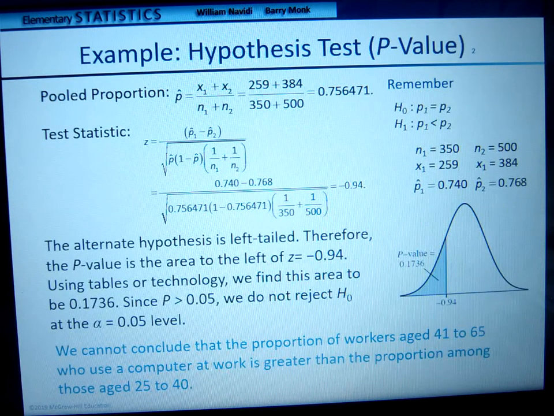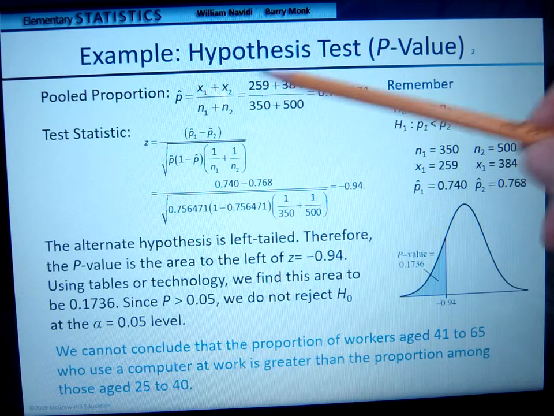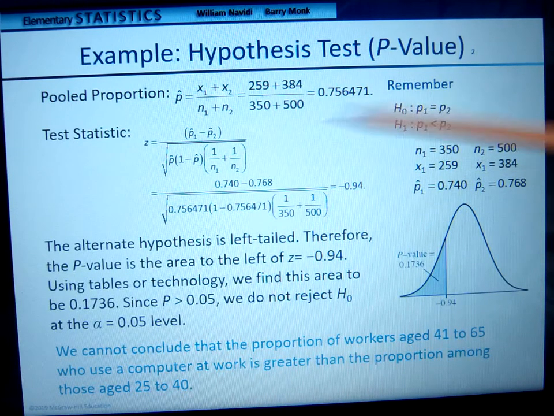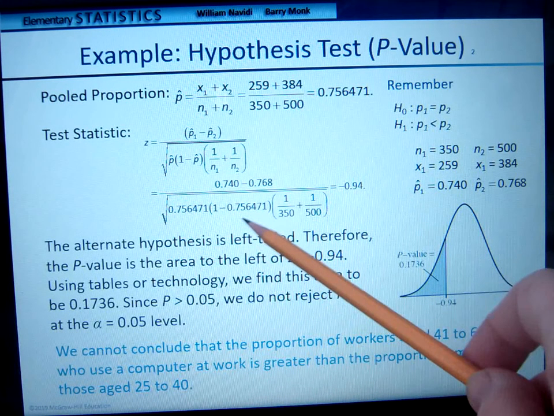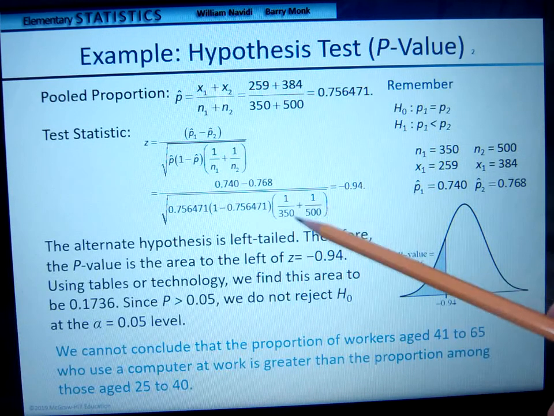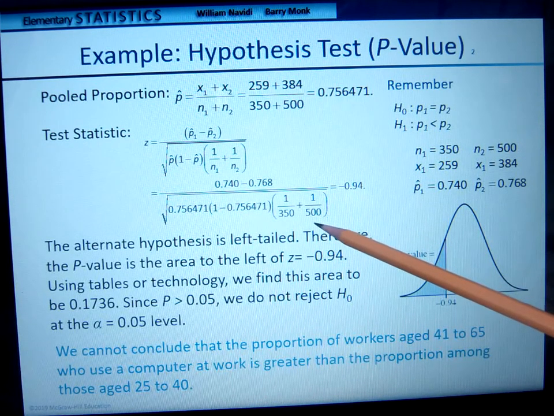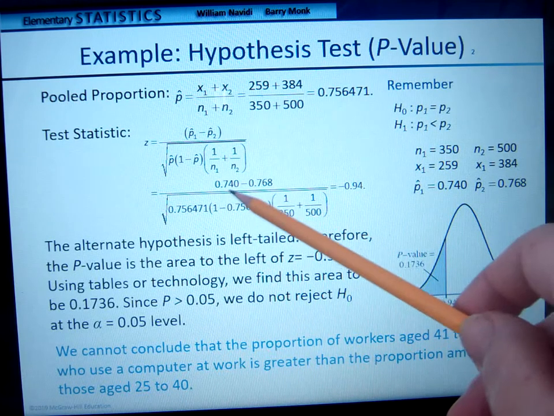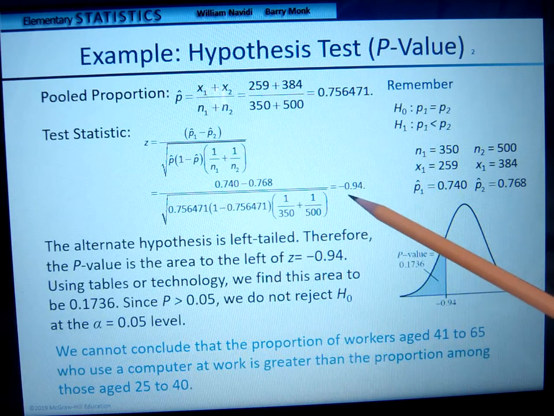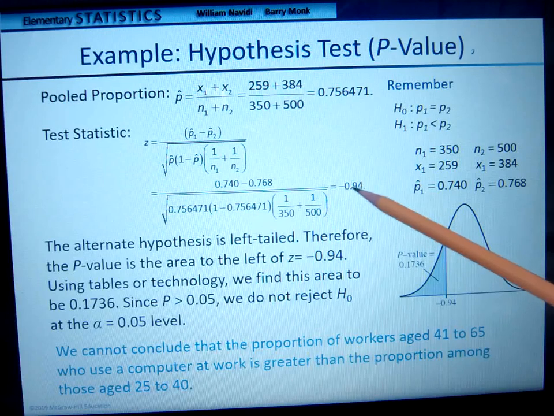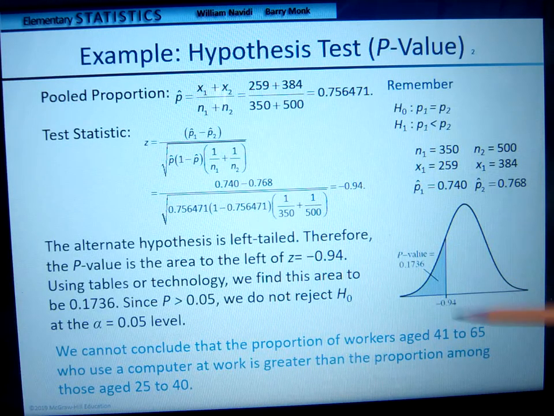So let's go to our formulas. We're going to find our pooled proportion, where we add these two together over the sum of the samples. We get 0.756471. So we're going to use that value down here for our p-hat proportion and times its complement. We have our 1 over 350 plus our 1 over 500, and then, of course, we have our p-hat 1 minus our p-hat 2. After we do all of that, we get negative 0.94. So here's what it would look like under a normal curve.